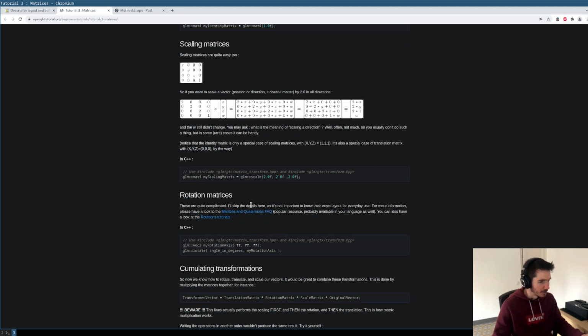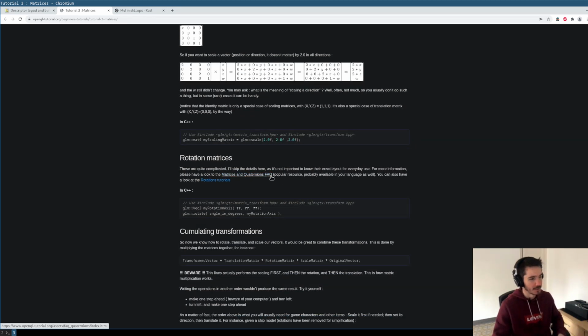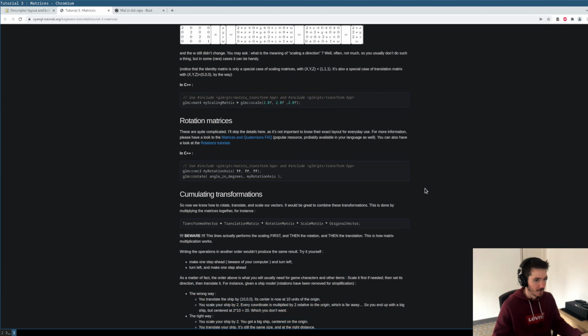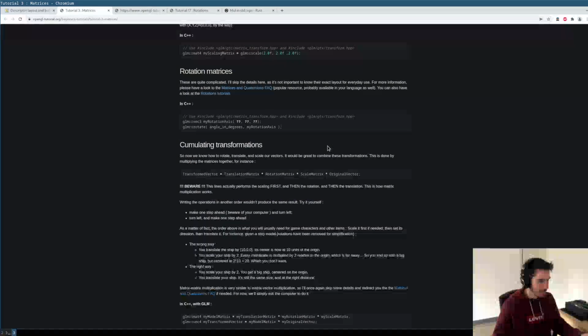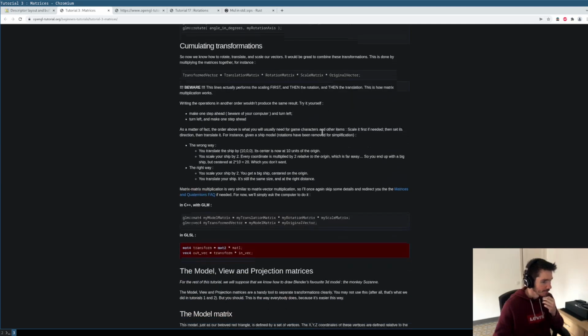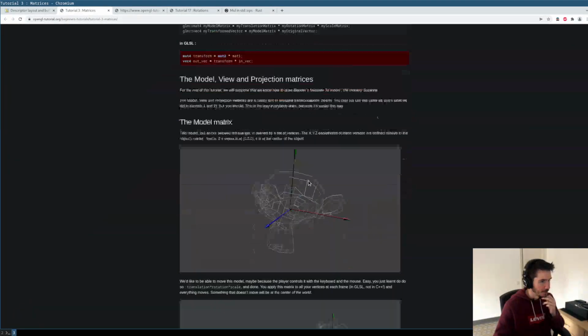Next comes the most complicated one, probably rotation matrices. Yeah, these are quite complicated. I'll skip the details here. It is not important to know their exact layout for everyday use. For more information, please have a look to the matrices and quaternions FAQ. Probably available on your language as well. I'm gonna open this and this. The model view projection matrix.